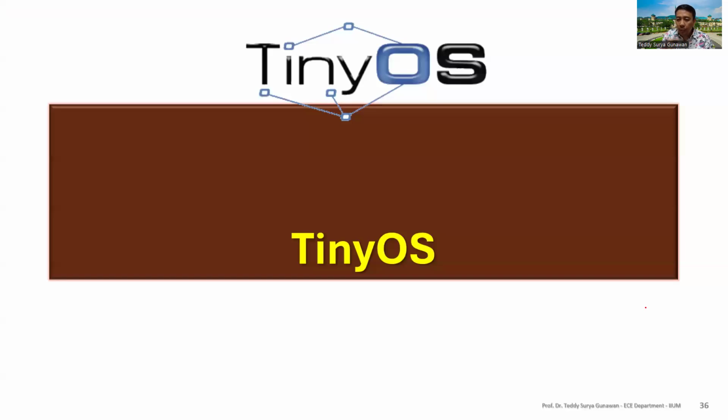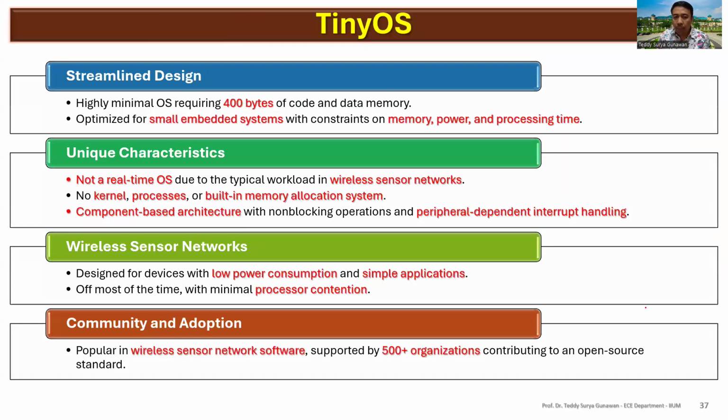Okay, so the last part for this chapter is on TinyOS. Okay, so TinyOS is even smaller than the microCLinux. This highly minimal OS requires only 400 bytes of code and data memory, so it is optimized for small embedded systems. Okay, the unique characteristic: this is not a real-time OS, due to the typical workload in wireless sensor networks.